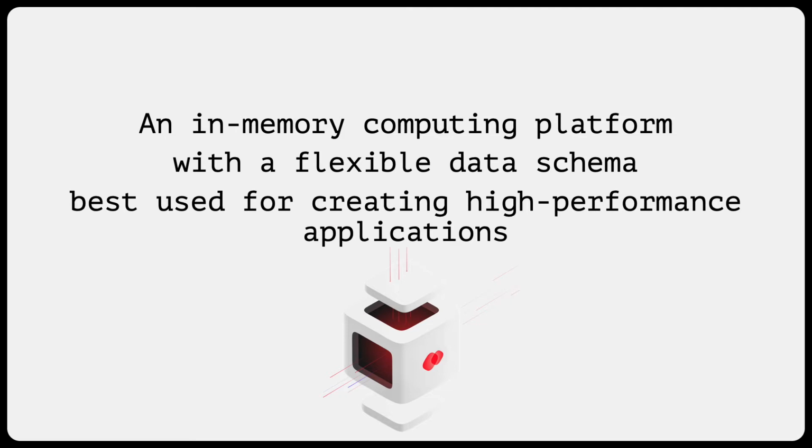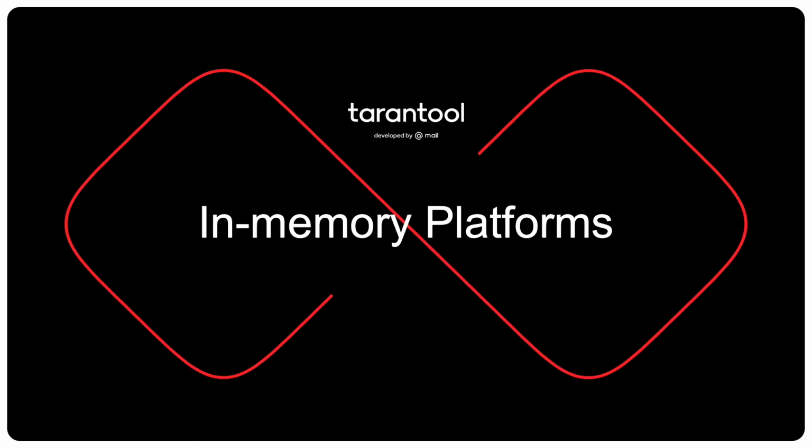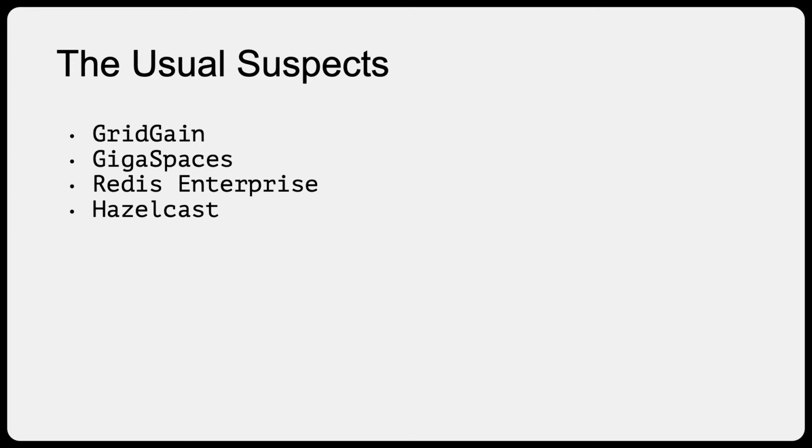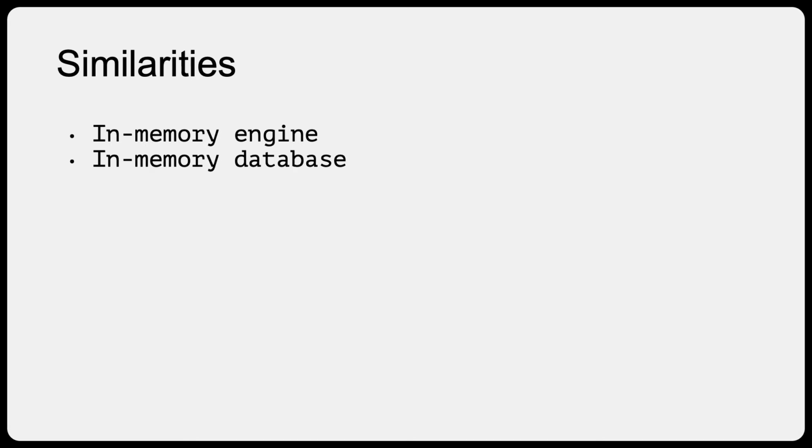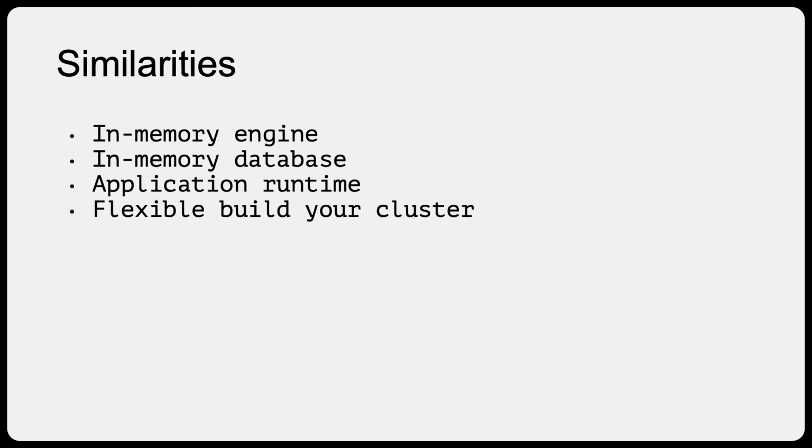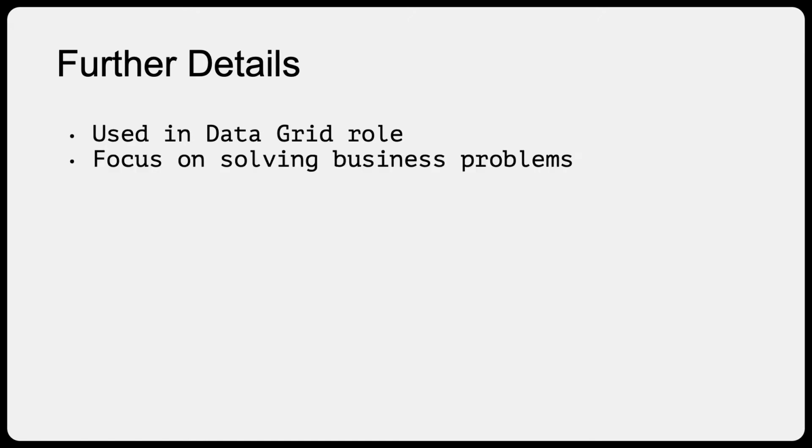Alright, let's begin. We will start with in-memory platforms such as GridGain, Gigaspaces, Redis Enterprise, and Hazelcast. How are they similar? All of them have an in-memory engine, an in-memory database, and some kind of an application runtime. They allow you to flexibly build cluster systems for different amounts of data. In particular, they are used in the data grid role. These platforms aim at solving business problems.